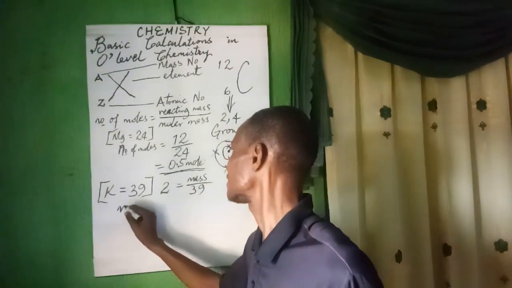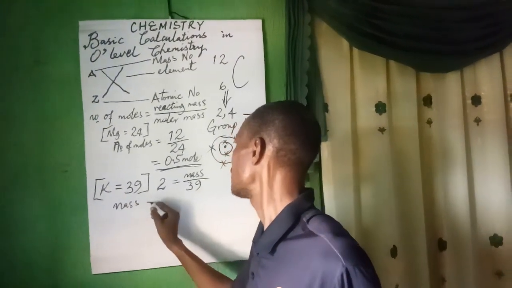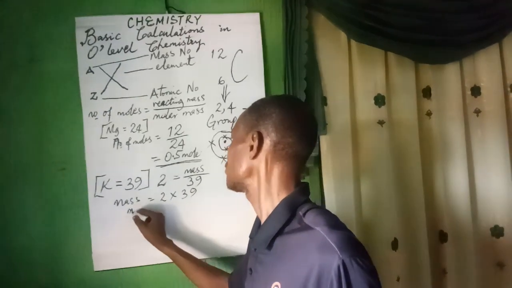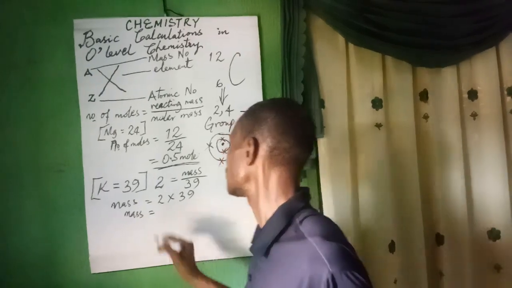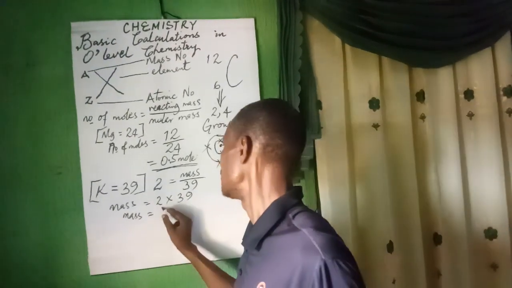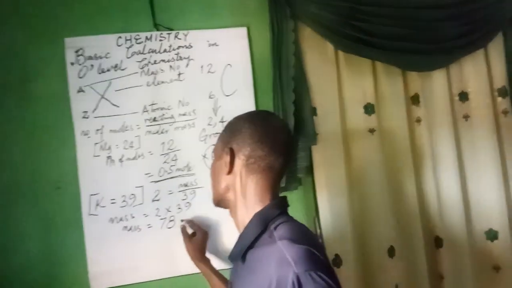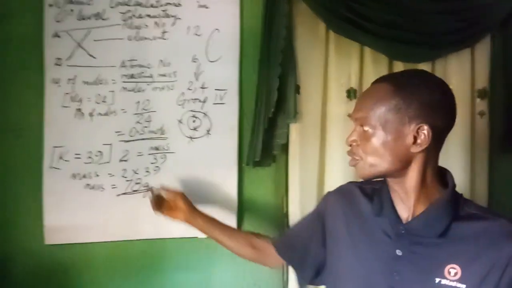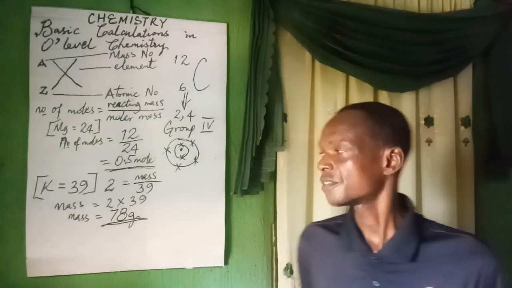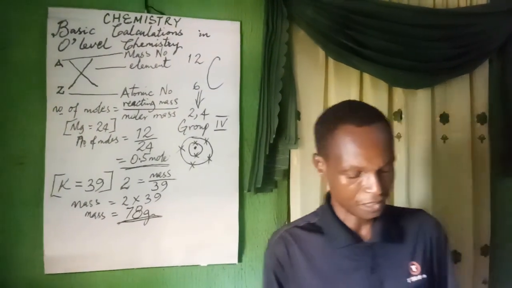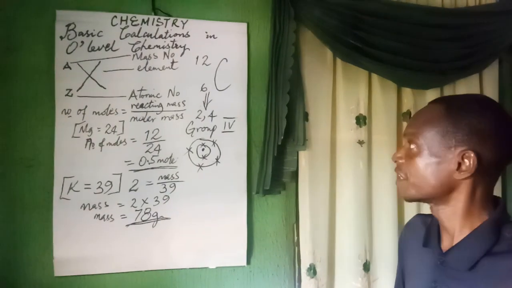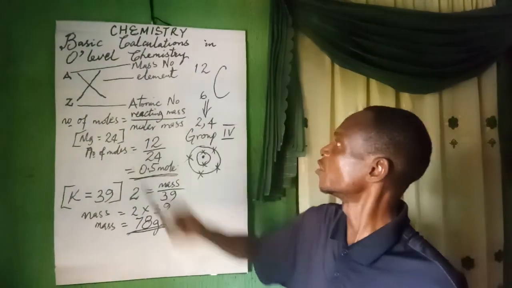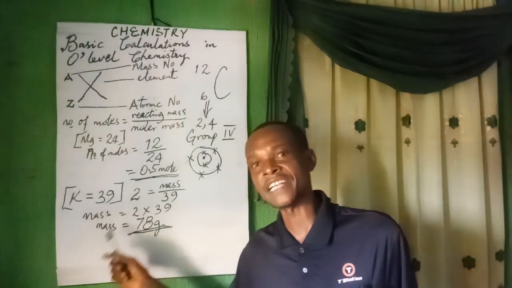So if we make mass the subject of the formula, we are going to have 2 times 39. So the mass of potassium in 2 moles of the element is actually 78 grams, as shown in the solution here. So we have seen how the mass number can be used to calculate the number of moles and also the reacting mass.